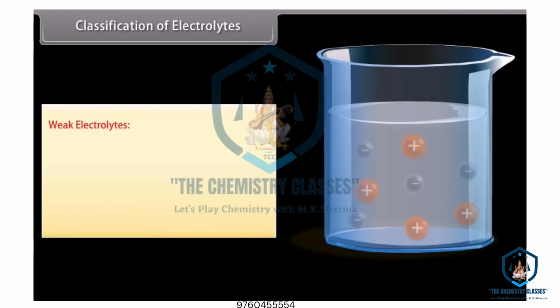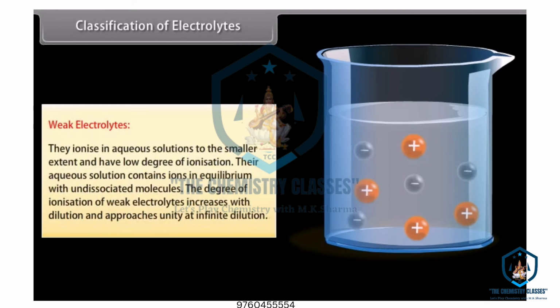Weak electrolytes. They ionize in aqueous solutions to a smaller extent and have low degree of ionization. Their aqueous solution contains ions in equilibrium with undissociated molecules. The degree of ionization of weak electrolytes increases with dilution and approaches unity at infinite dilution. For example, NH4OH and CH3COOH.